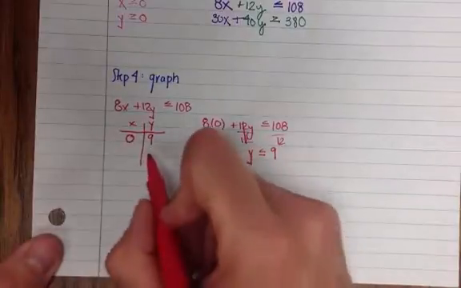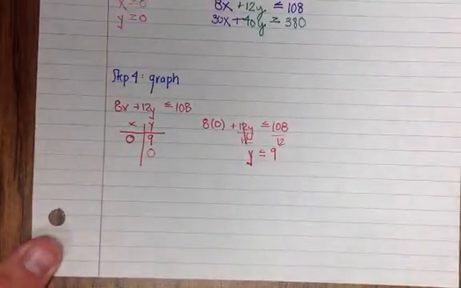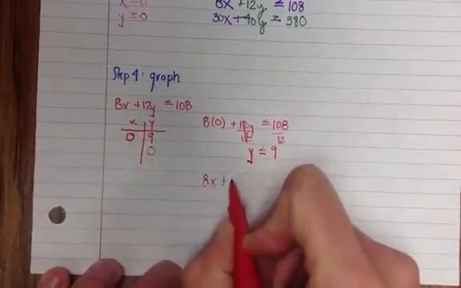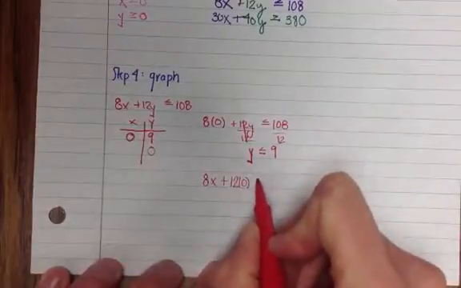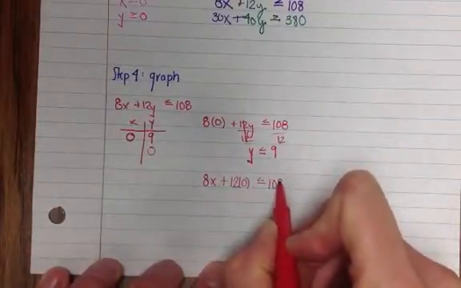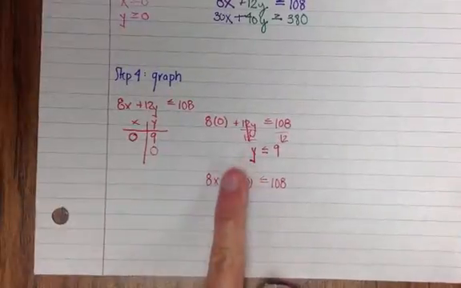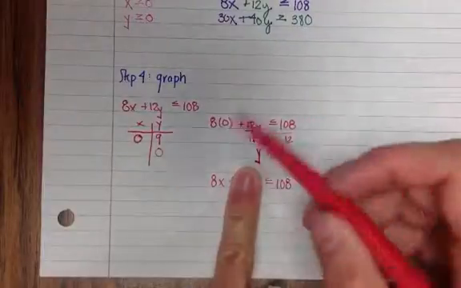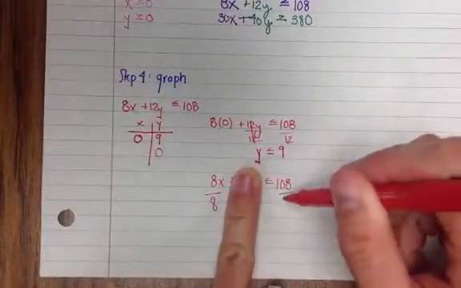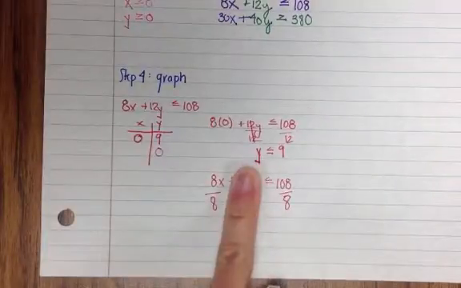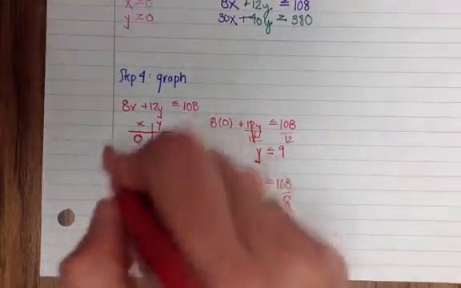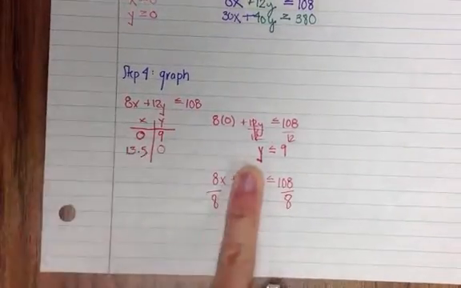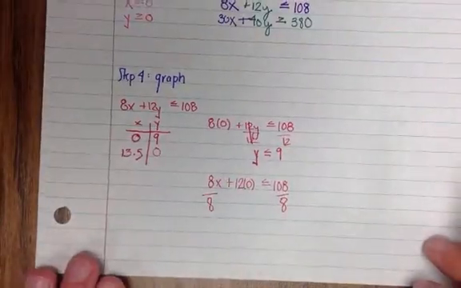The next thing is, what if y is equal to 0? What is x? So I'm going to plug a 0 in for y. So 8x plus 12 times 0 is less than or equal to 108. Again, anything times 0 is 0, so I just like to act like this is covered up. So I'm going to have 8x is less than or equal to 108. I'm going to divide both sides by 8. And 108 divided by 8 does not go evenly. It goes 13.5 times. So 13.5 is what x equals when y is equal to 0.